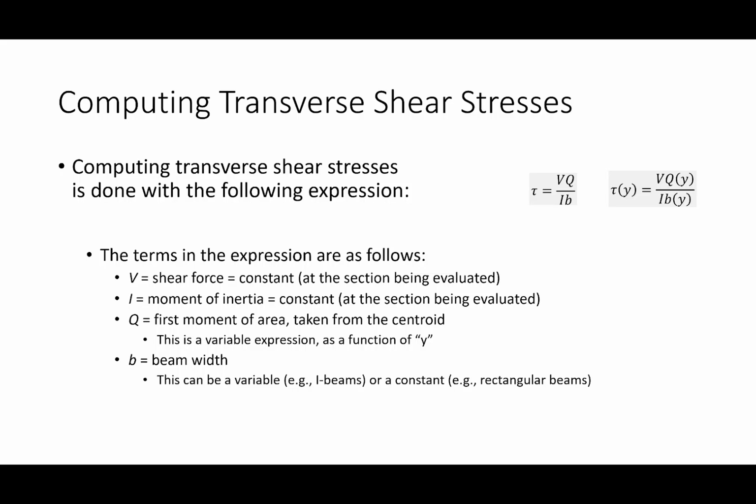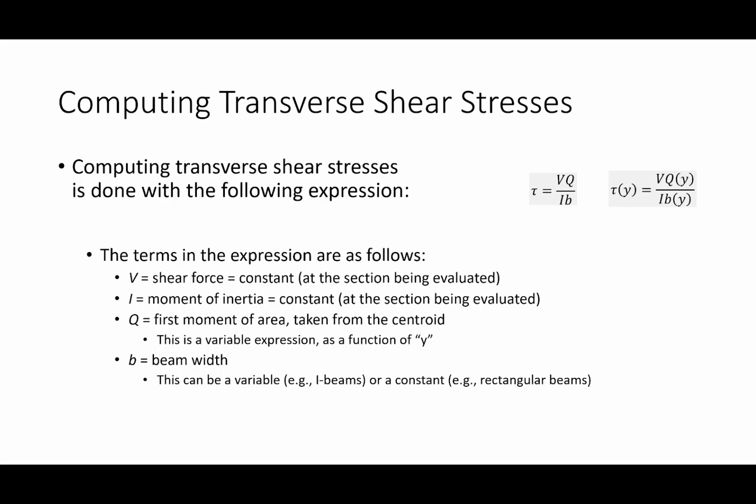And it's a function of VQ over Ib, okay? So what are those terms? What is V? That's the shear force. If we're looking at a given cross-section, V is going to be a constant, because whatever section we evaluate, we cut a section, there's the shear. So the shear is 20 kips or 40 kips or 30 kilonewtons if we were doing metric. It doesn't matter, but that's a constant value.